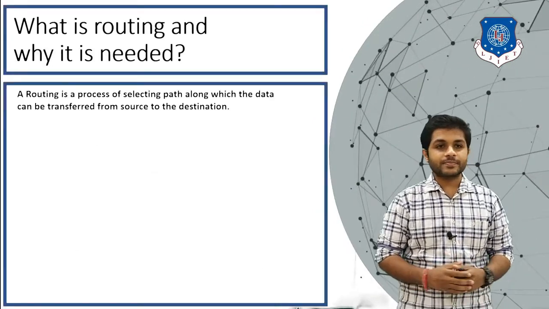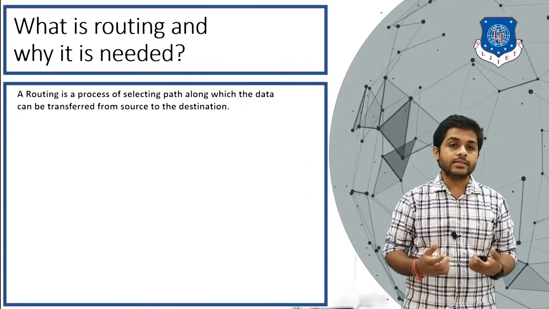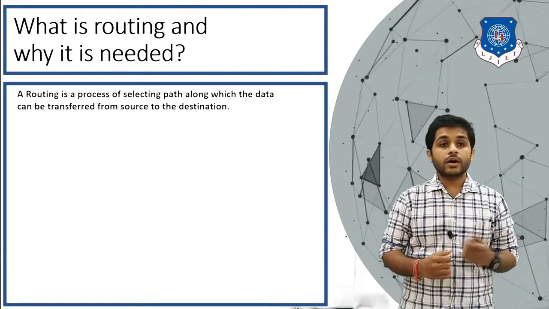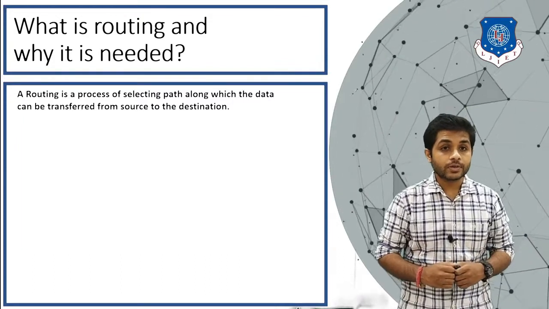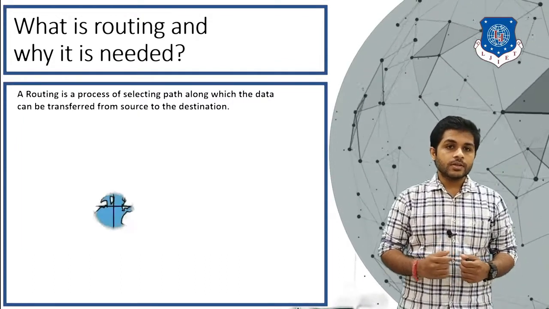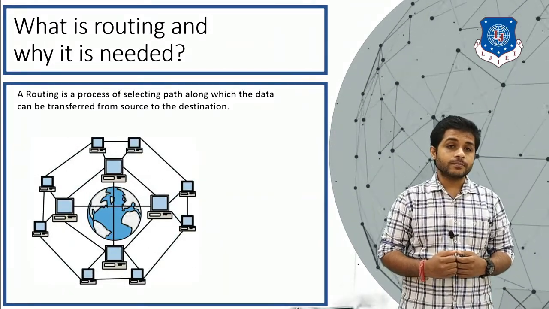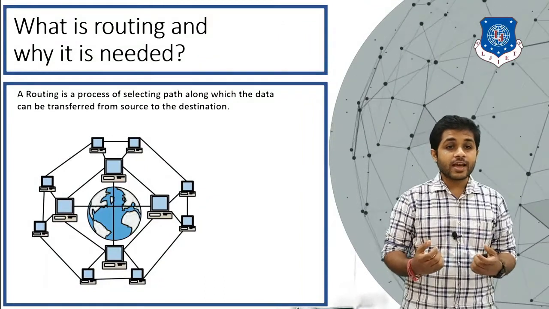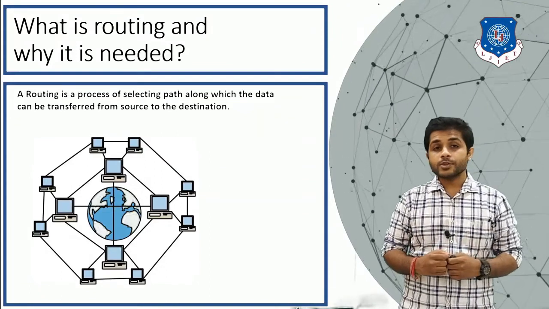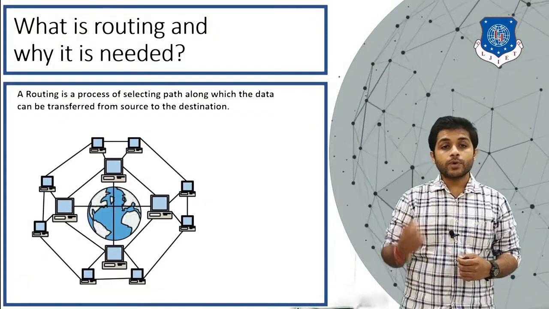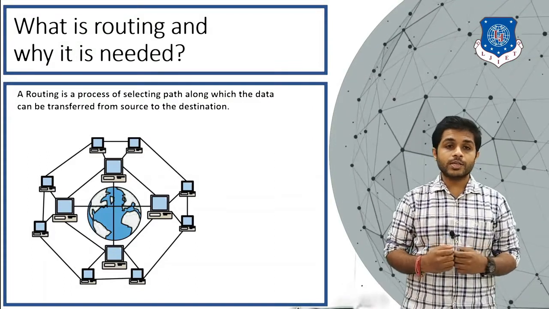So, let's start. The first question that I will ask you is: what is routing and why is it needed? By definition, routing is the process of selecting a path along which the data can be transferred from source to destination. Suppose you want to send a message to your friend who is sitting far away from you. Now there are many devices and many networks present between you and your friend. So it is the responsibility of the network layer to forward the message using the best path so that the data can reach the destination.